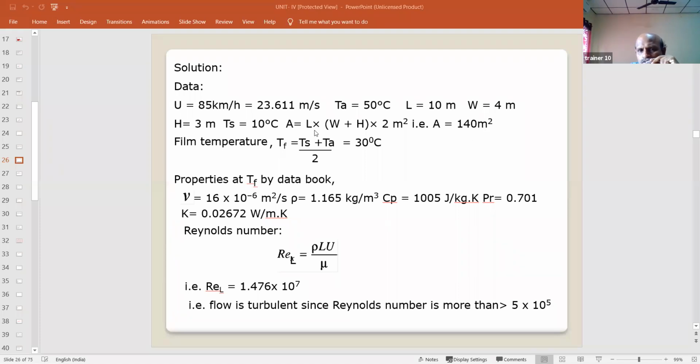If you substitute L equal to 10, W equal to 4, H equal to 3, so 4 plus 3, 7. 7 into 10, 70. 70 into 2, 140. So area equal to 140. Okay. So first we have to calculate film temperature, 30 degrees centigrade.